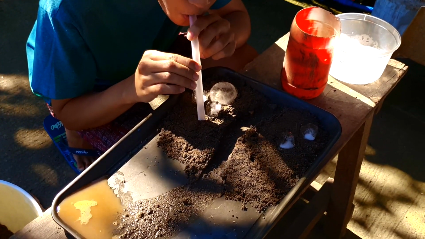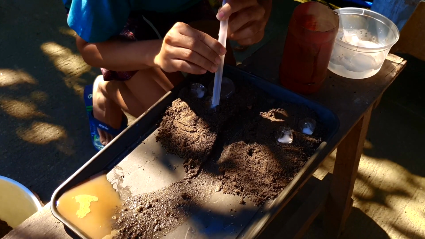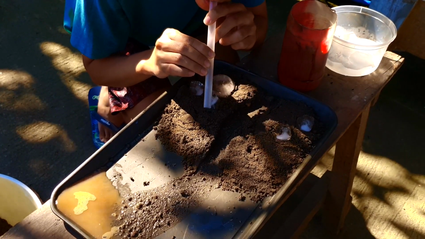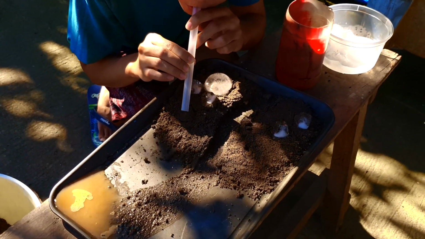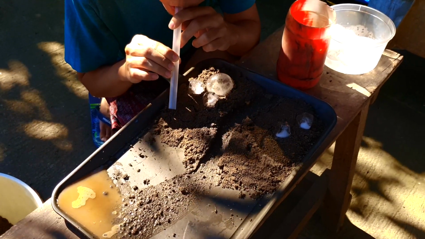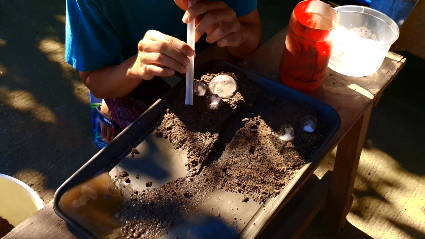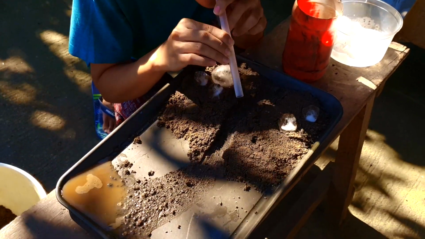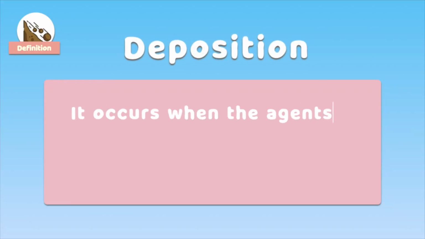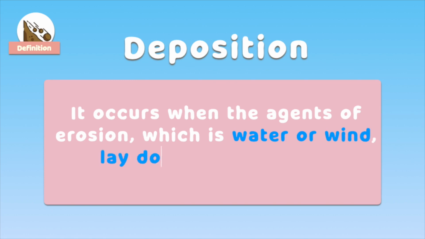Here is another example of how rocks are weathered. We're going to use straw to weather the sand in another way using the power of wind. When he blew the air, the sand formation broke down from weathering. The air carried away the sand fragments through erosion, and the sand settled somewhere else through deposition. Deposition occurs when the agents of erosion, which is water or wind, lay down the sediment.